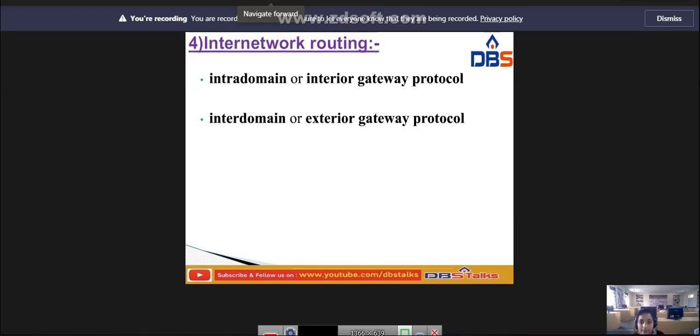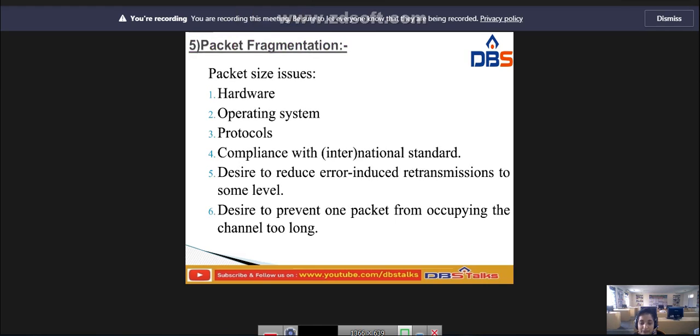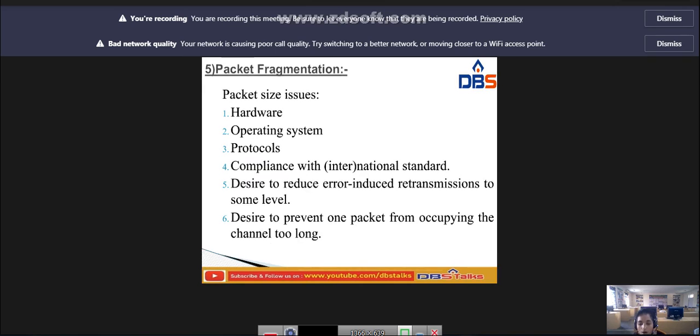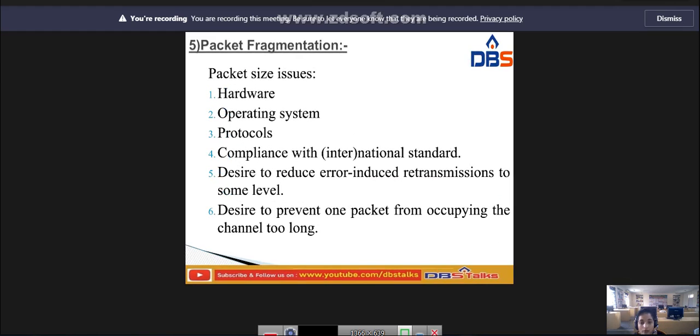Okay, next, packet fragmentation. So what is meant by packet fragmentation? Each network or link imposes some maximum size on its packets. These limits have various causes. Among them: first, hardware, that is the size of the Ethernet frame. Next, operating system, that is all buffers are 512 bytes. Third, protocols, that is the number of bits in the packet length field.